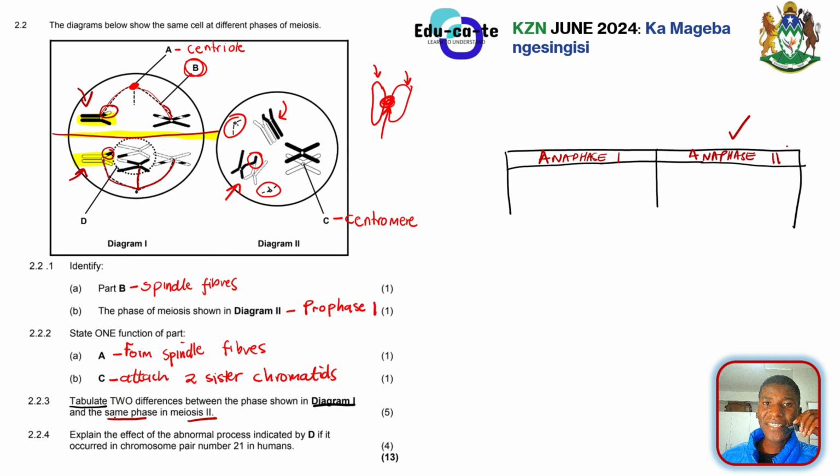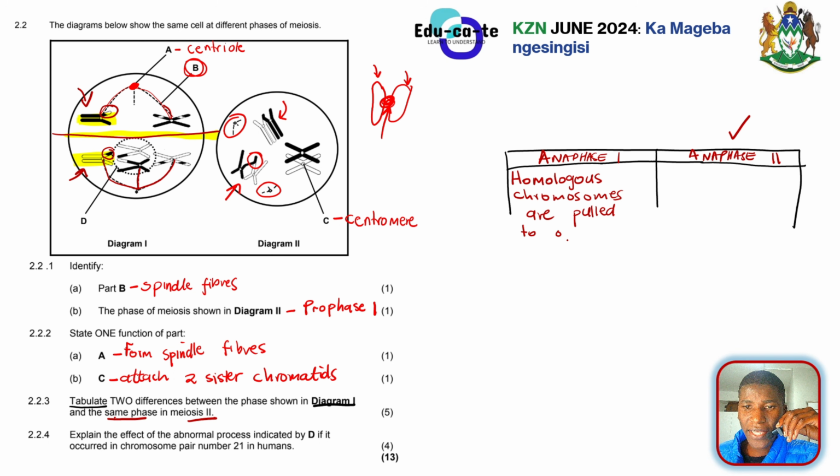Chromatids. So basically here, in anaphase 1, we know that we are separating homologous chromosomes from each other. So they are being pulled to opposite poles. So we can say in anaphase 1, homologous chromosomes. You have to say that these chromosomes are homologous. They have the same shape, same size. Okay, so these are homologous chromosomes. Homologous chromosomes are being pulled to opposite sides of the cell, or they are being pulled to opposite poles.